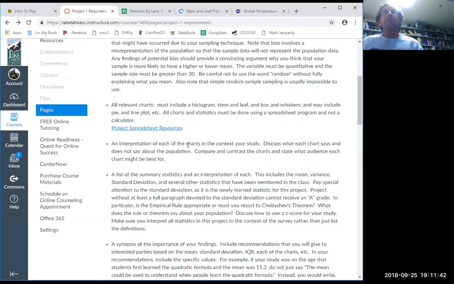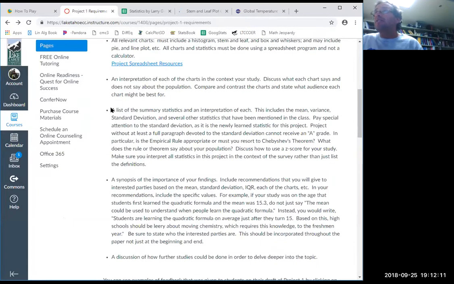If no decisions can be made from your project, you have a bad project. Okay, that means it wasn't interesting. So make sure you have a project where decisions can be made. You should also have a paragraph or two on comparing and contrasting the charts. Does that make sense? Talk about what information one gives that the other doesn't give. Does that make sense? Who might be able to read it and who might not be able to read it.